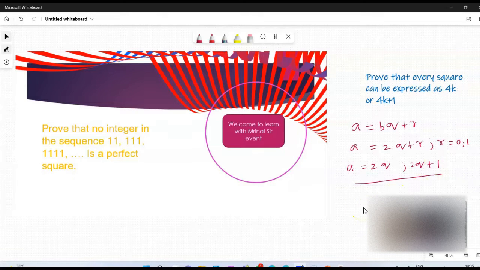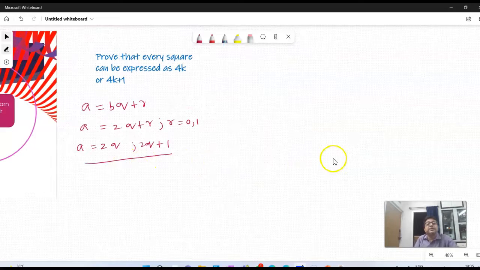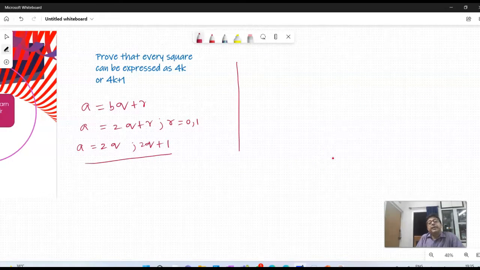So if an integer is even or odd, then its square is going to be what? What form will I get if we take the square of this? That is expressed in this problem. Prove that every square can be expressed as 4k or 4k plus 1. Let me give you the proof of this first. An integer is of the form 2q or 2q plus 1. If we take a equal to 2q, case 1, for a equal to 2q, a square stands for what?